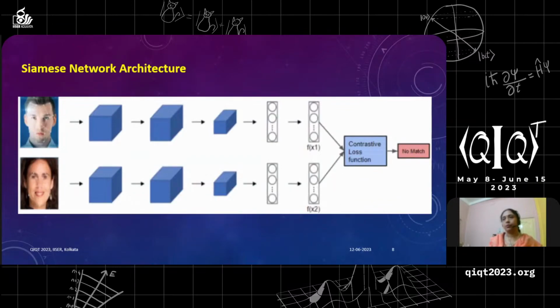Siamese means twins. From the diagram, we can see that the images are passed through two identical networks, and the intermediate feature representations, say fx1 and fx2, are compared with the absolute difference between them. In this way, the similarity measurement is computed. If it is greater than a particular threshold value, then the input images are not similar. This is the underlying principle of Siamese network architecture.